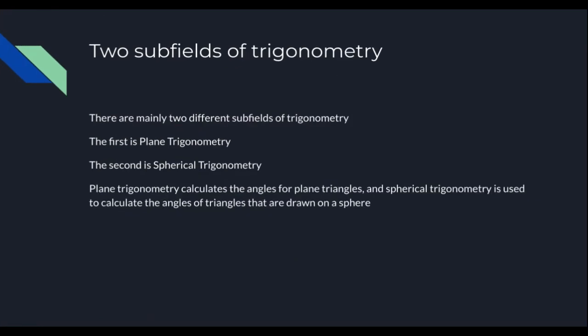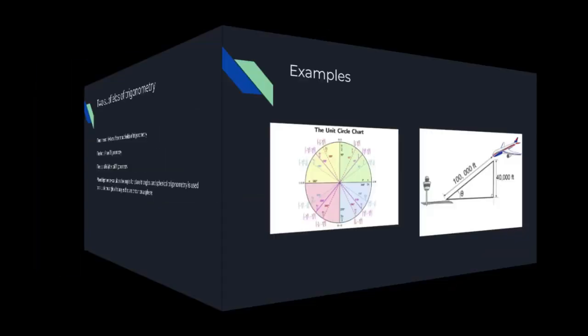Now, moving on to the two subfields of trigonometry. There are mainly just two different subfields within trigonometry. The first is plane trigonometry. The second is spherical trigonometry. Plane trigonometry calculates the angles of plane triangles, and spherical geometry is used to calculate the angles of triangles that are drawn on a sphere.